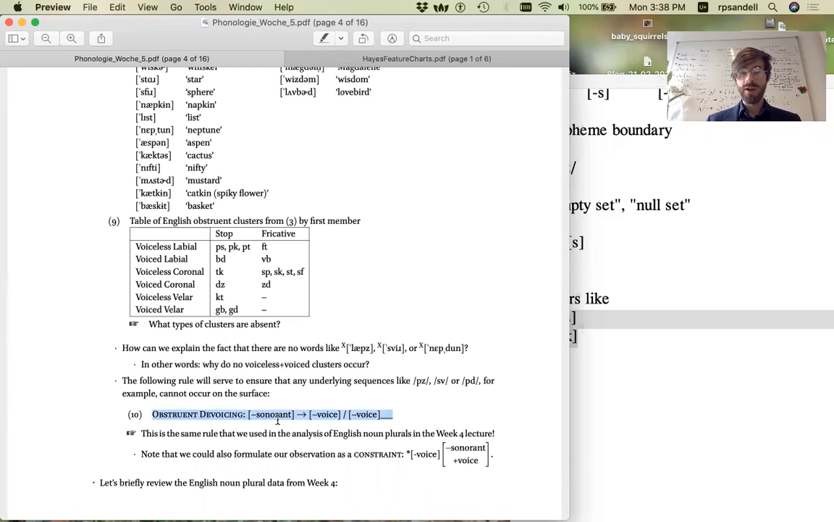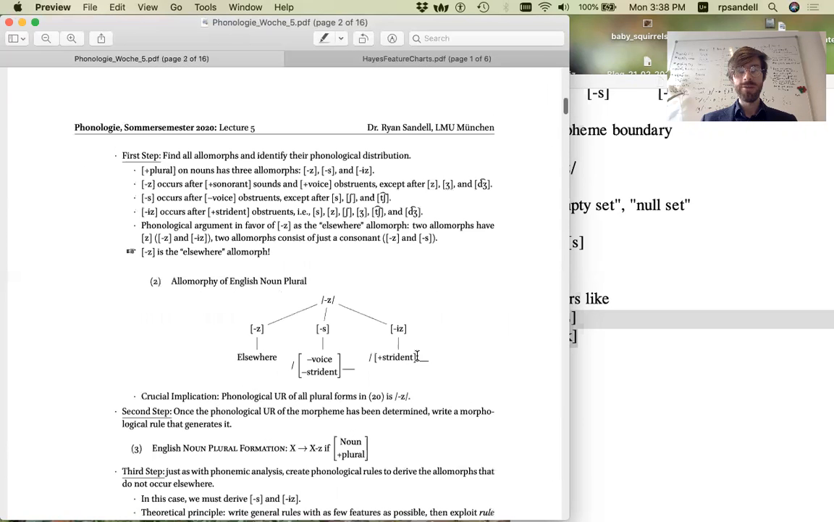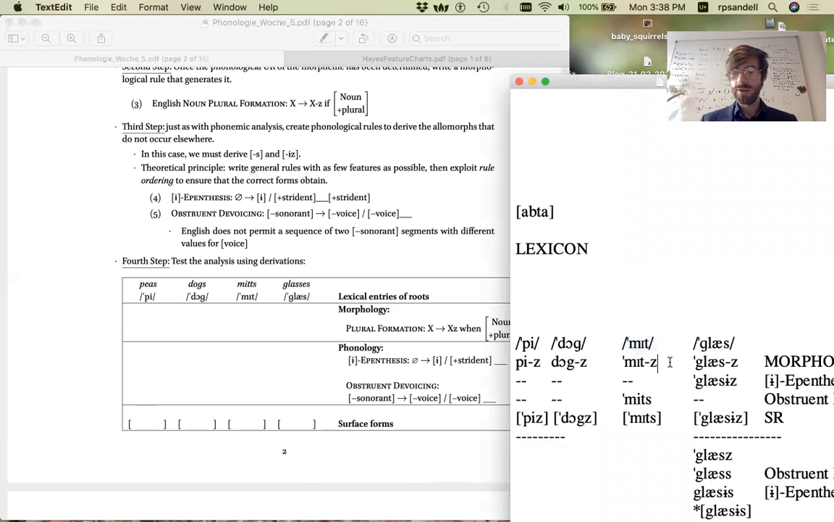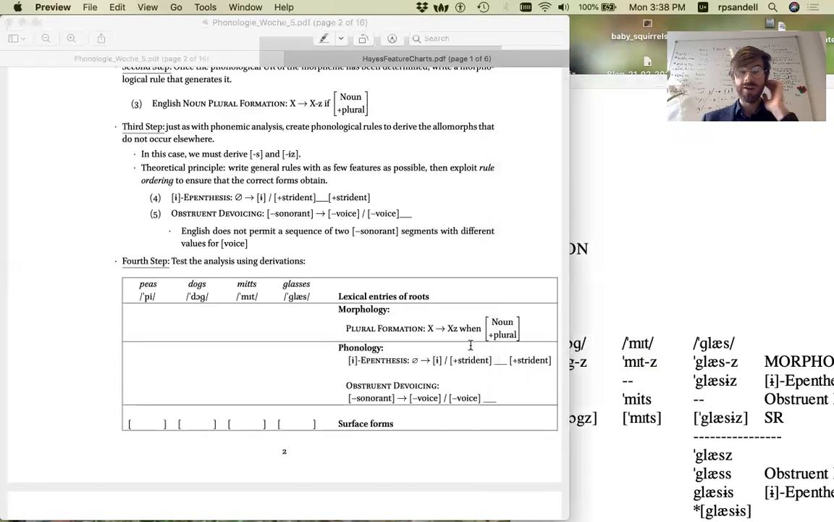If we use the same obstruent devoicing rule that we used in our analysis of the plural morpheme, this rule will essentially ensure that any underlying sequences, if they were somehow created in English, and indeed the morphology, as we've seen, does create such sequences. Remember mit, a kind of glove, when it has the suffix z added to it, it creates a sequence of a voiceless obstruent followed by a voiced obstruent.